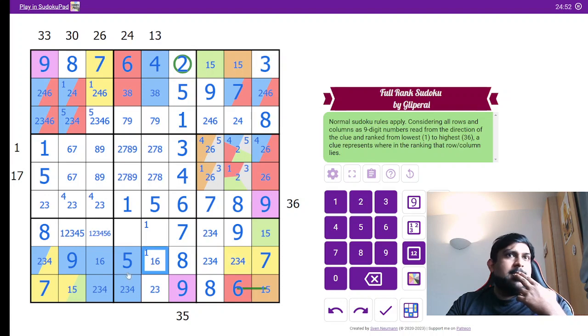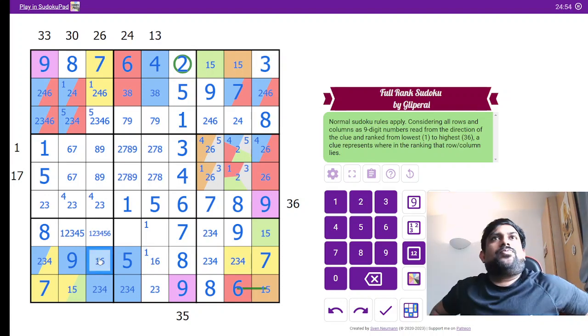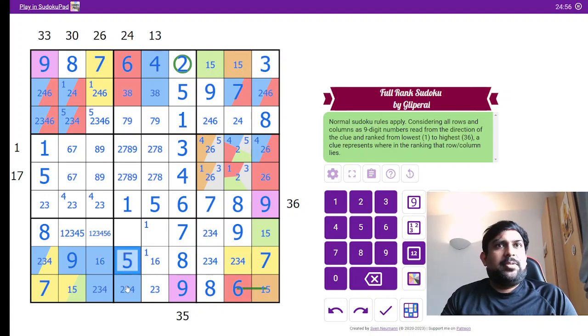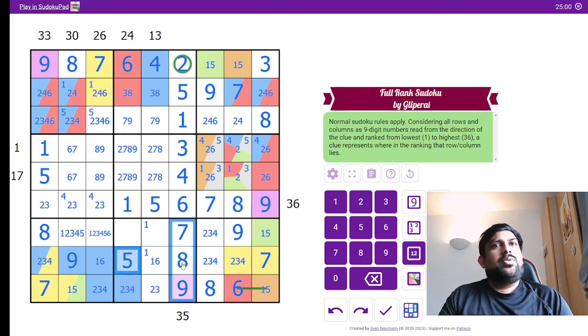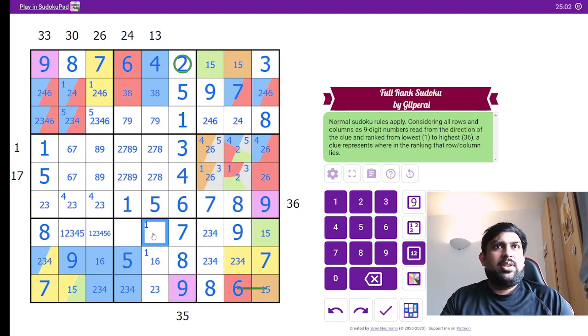Okay. 1, 6, 1, 6. What can be done here? So we have 5, 7, 8, 9 done. So we are left with 1, 2, 3, 4, 6. So let's fill it. 1 is already done. 2, 3, 4, 6.